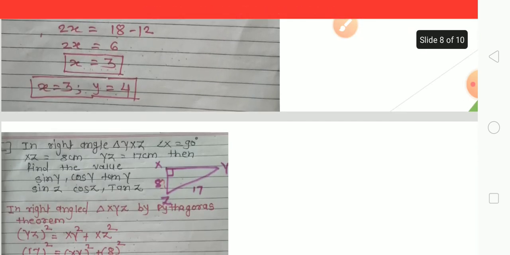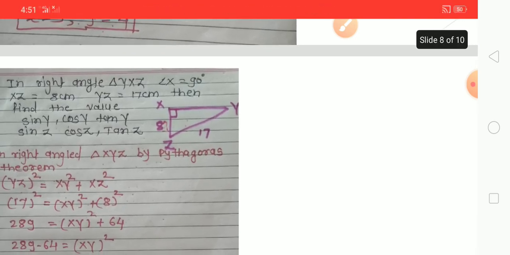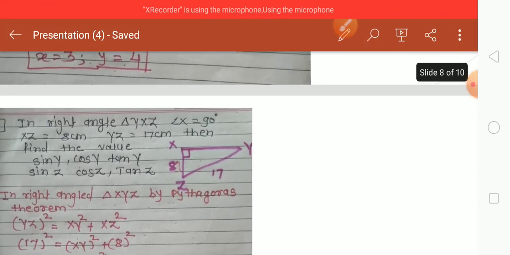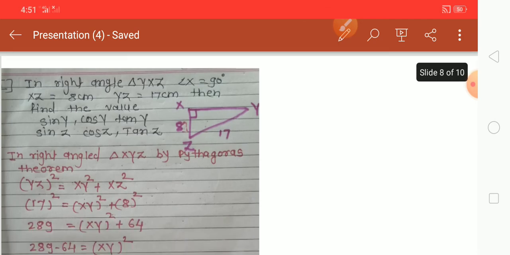Then the next question: in a right angle triangle xyz, angle x is equal to 90 degrees, xz is equal to 8 centimeters, yz is equal to 17 centimeters. Then find the value of sin y, cos y, tan y, sin z, cos z and tan z.